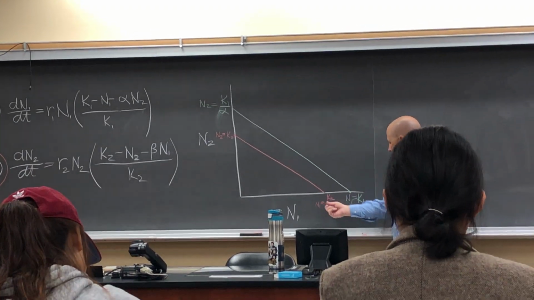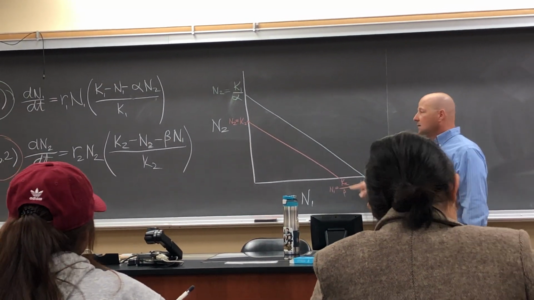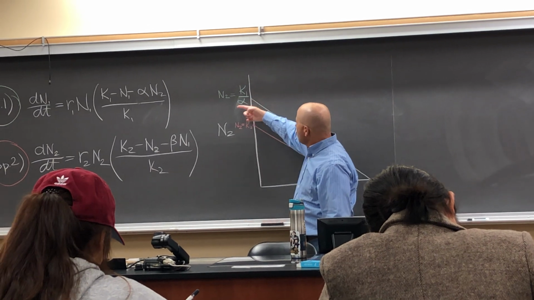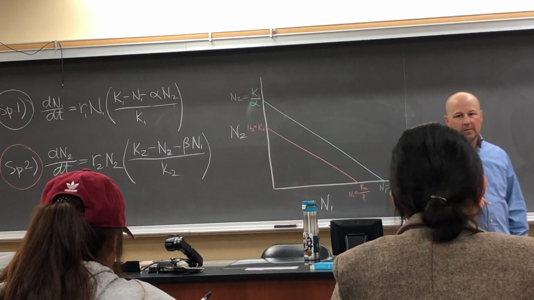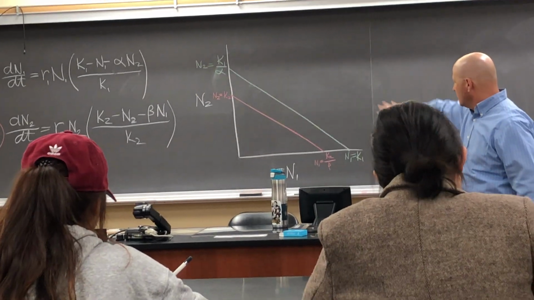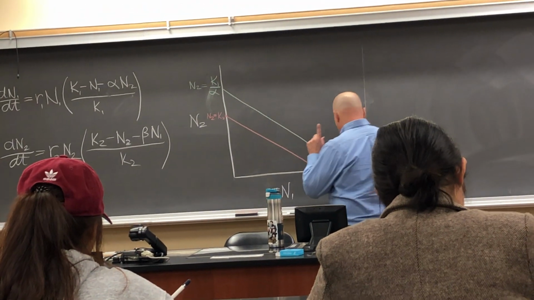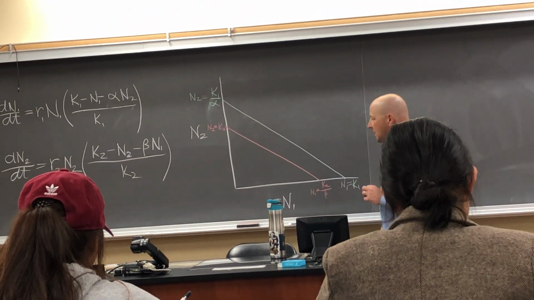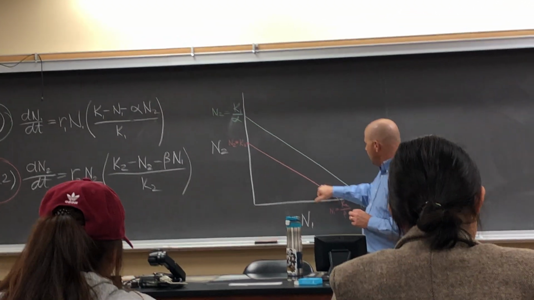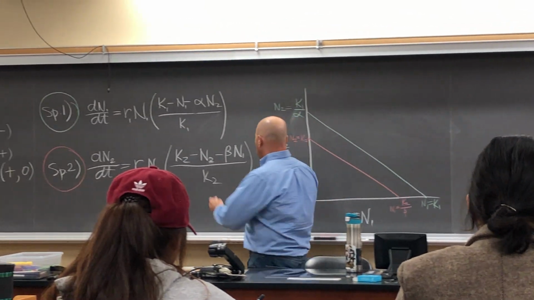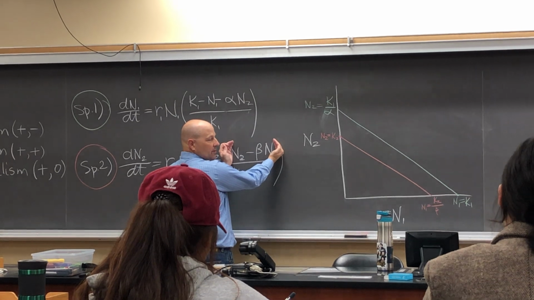It's just we're comparing essentially these two numbers, which is bigger, K2 over beta or K1. And here we're comparing which is bigger, K2 or K1 over alpha. So the answer to those questions will set up the way this looks. The reason we call these zero growth isoclines is because any point on that red line means that this adds up to K2. So population growth is 0.